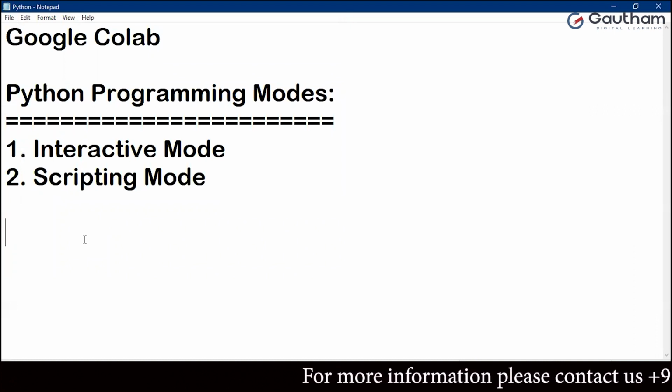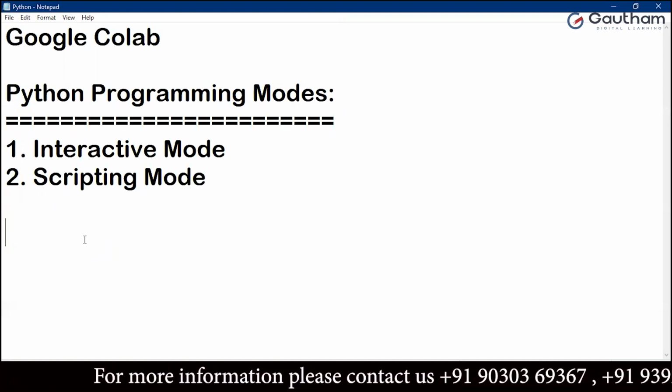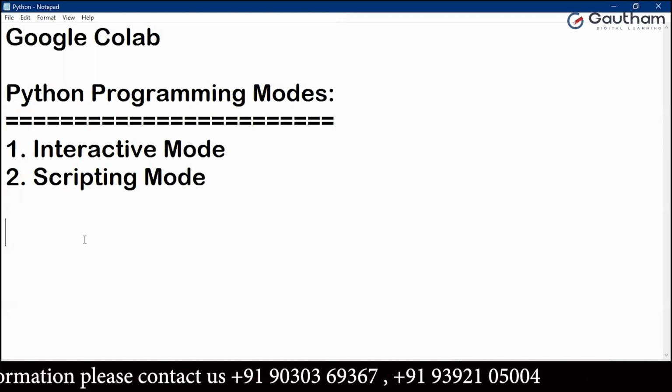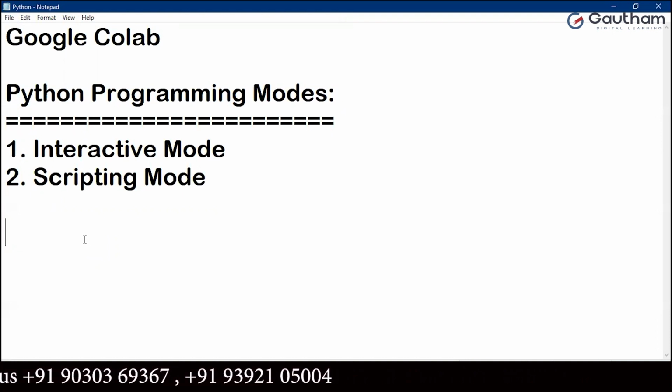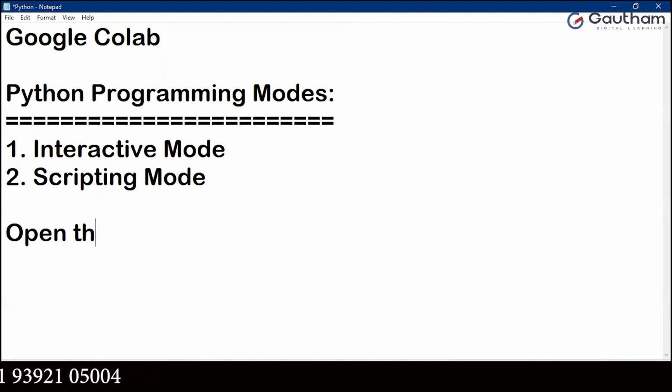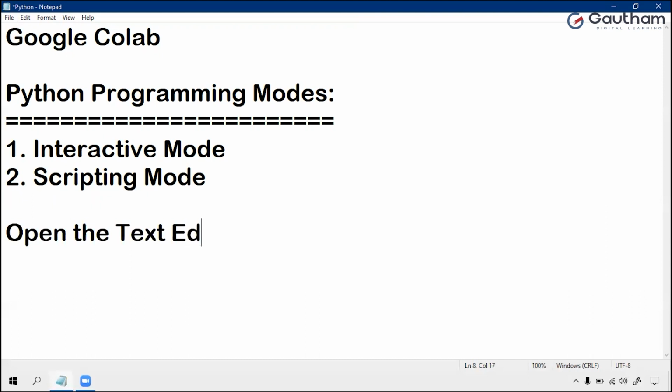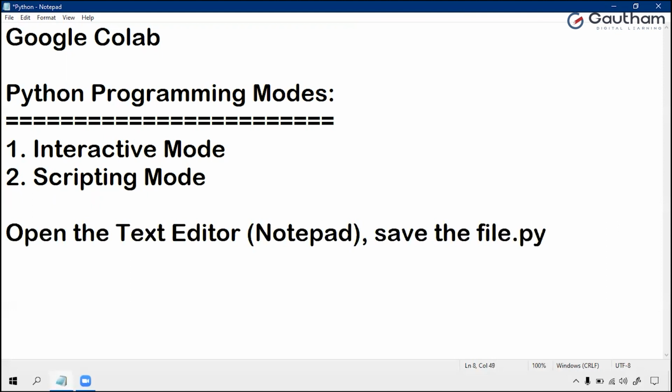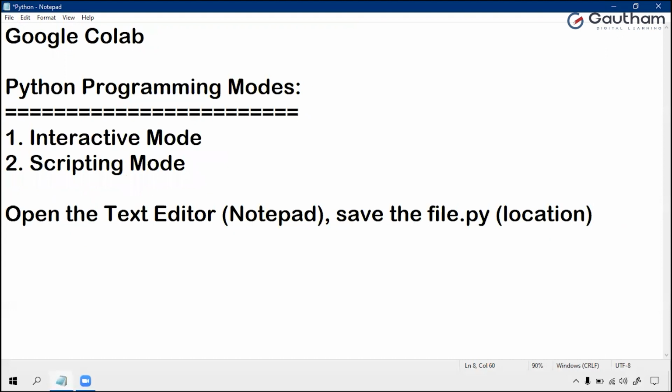First step, we have to open Notepad and then write the code. After writing the code, we have to save with an extension that is .py. So let us follow the steps. Open the text editor, any one of the editors, I am taking Notepad. Save the file with extension .py. And the location is also very important, in which location you are saving. Why? Because at the time of execution, we are going to execute based on this location only.